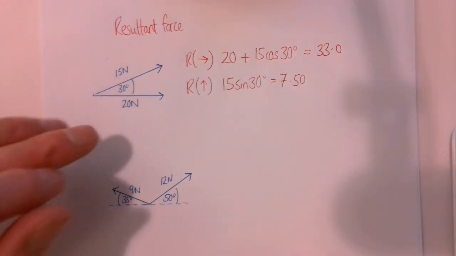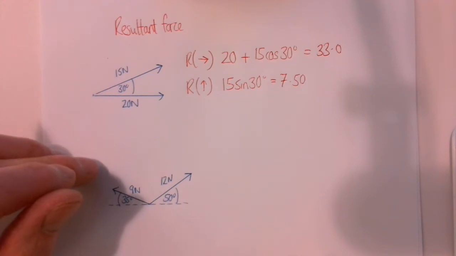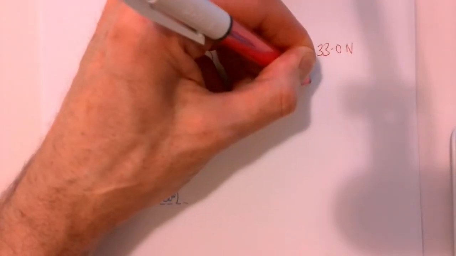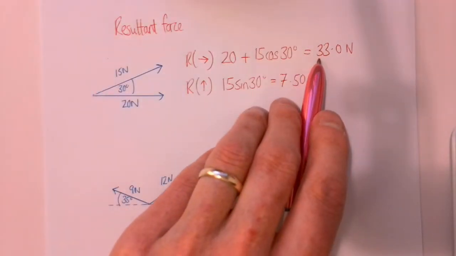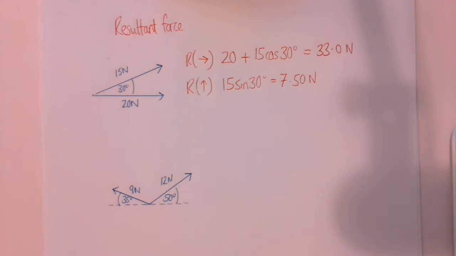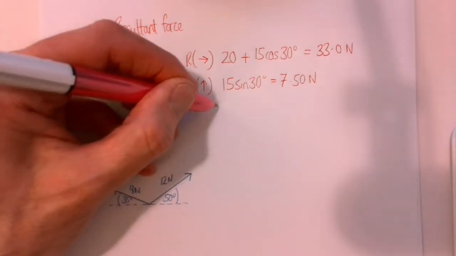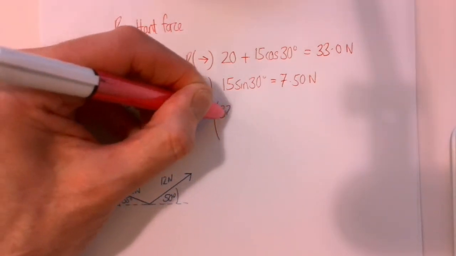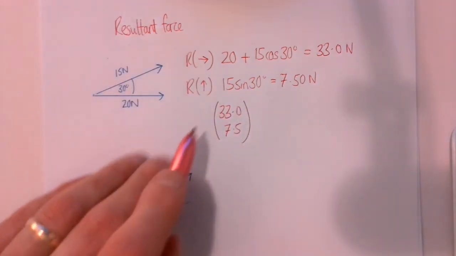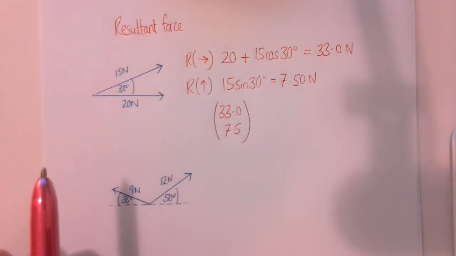And you may remember the other way of describing that. What we've basically got is a resultant force of 33 newtons horizontally and 7.5 newtons vertically. And you may remember we were able to describe that using vectors. So I could say the resultant in this situation is this, which is a column vector where this is the x and this is the y value.